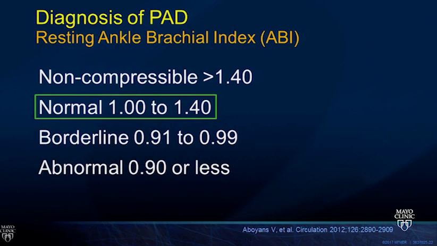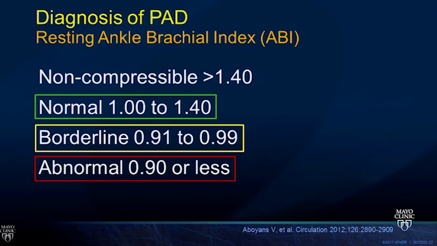You get the report back. So normal for an ABI is between 1 and 1.4. As we go down our legs to our feet, there's a slightly higher systolic pressure in the ankles than in the arms. Abnormal, the number to keep in your mind for the ABI is less than 0.9.